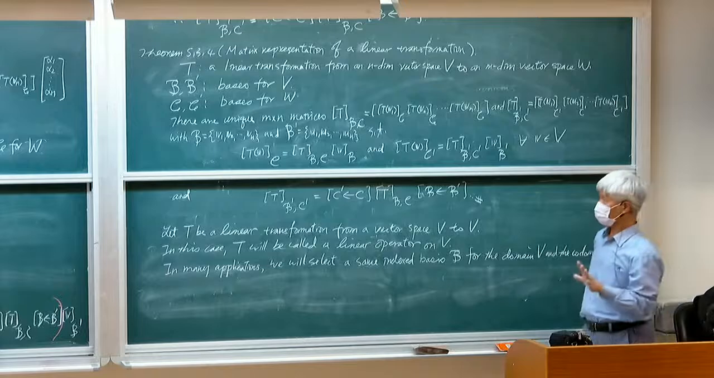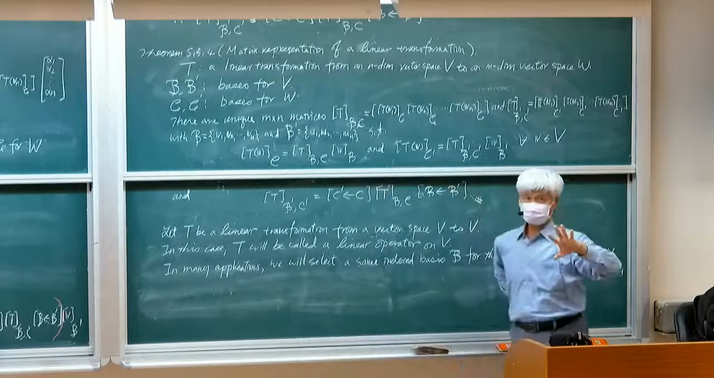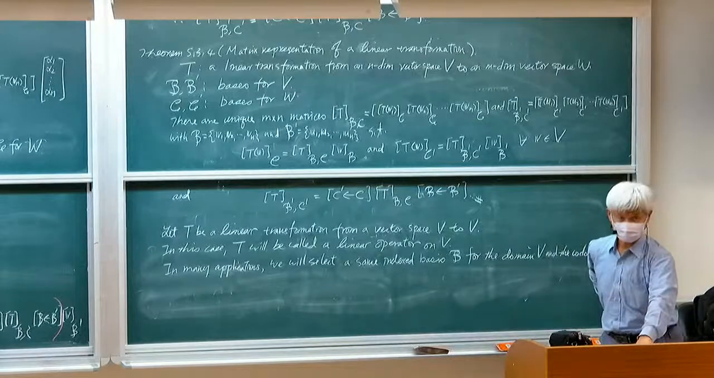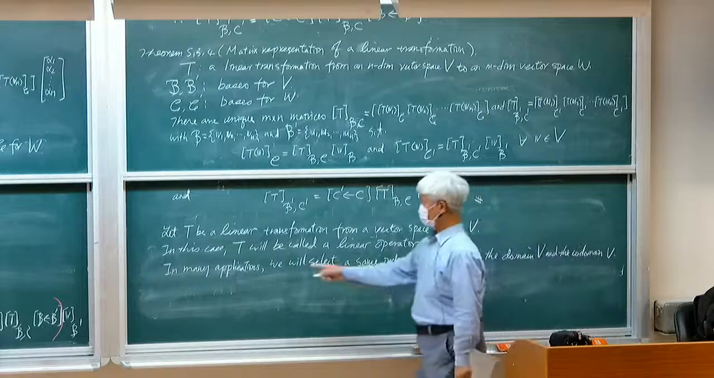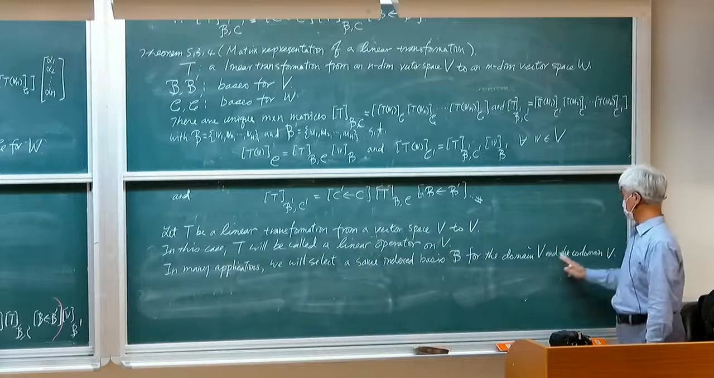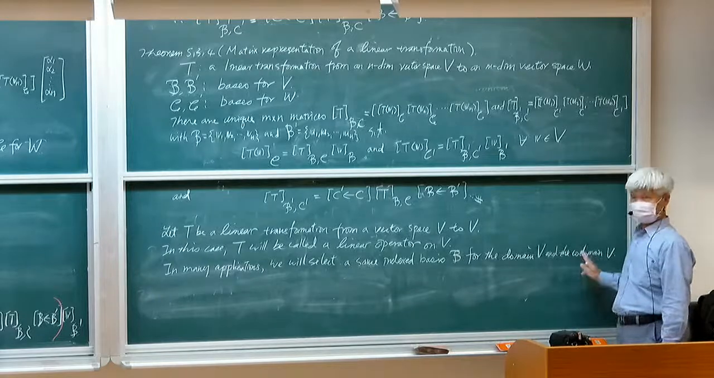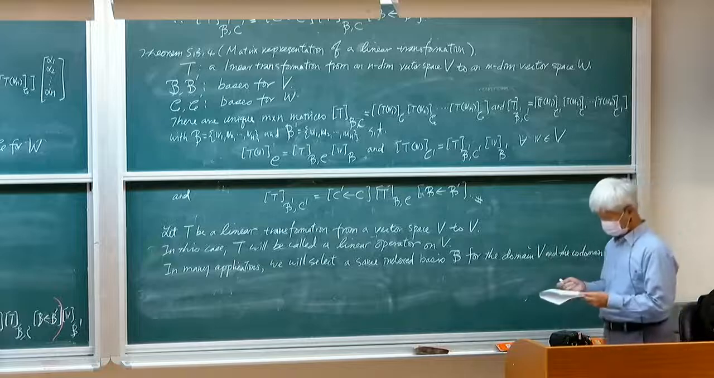Okay, and then you can have a matrix representation relative to these two bases if they are different, right? But in many situations, we will select the same indexed basis for the domain V as well as the codomain V. We will select the same.